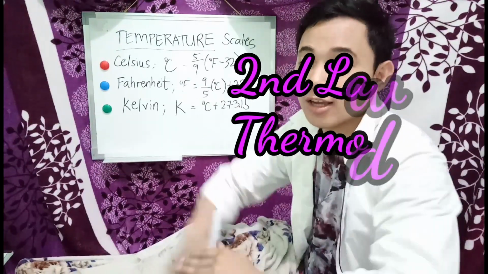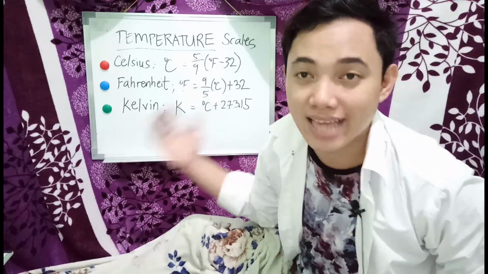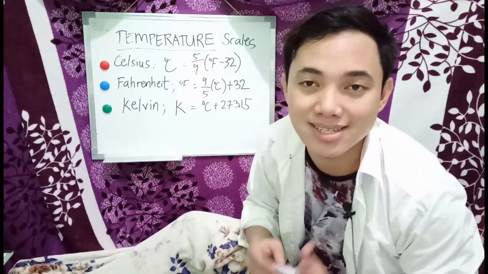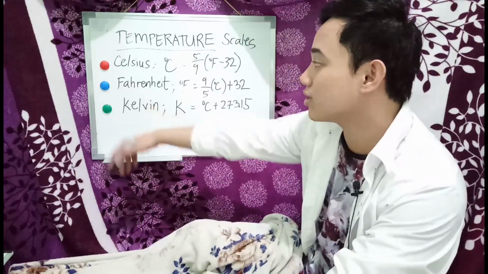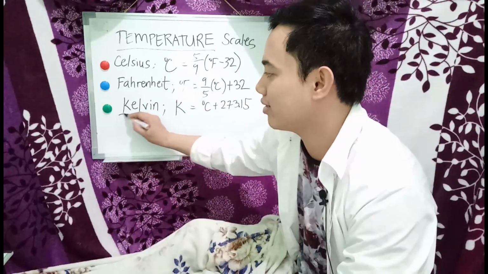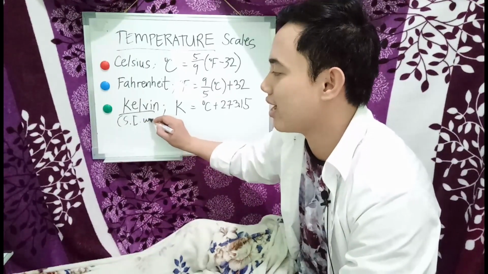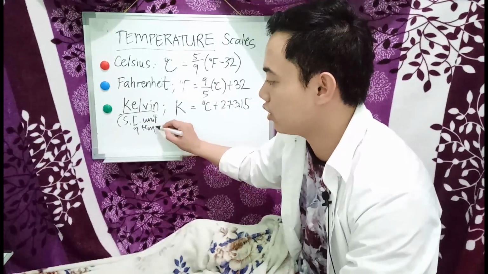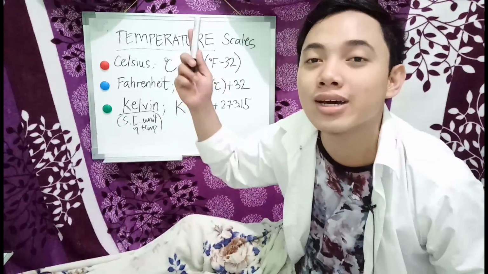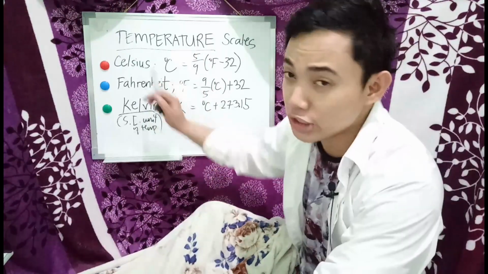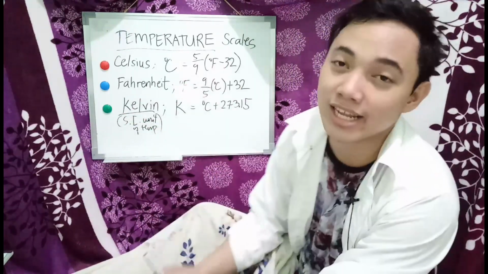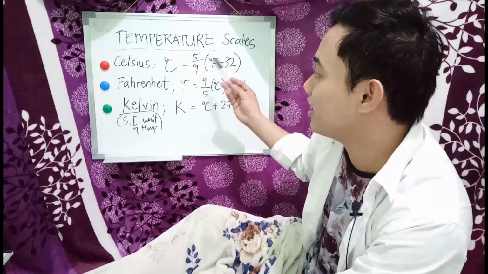In measuring the temperature, there are three temperature scales na ginagamit sa chemistry. So yung Celsius, formerly called centigrade, degree Celsius, degree Fahrenheit, and Kelvin. So among these three scales, yung Kelvin, ito yung SI unit of temperature. So yung Kelvin yung SI unit or International System of Units of temperature. Yung degree Celsius naman, formerly called as degree centigrade. So yung degree Celsius, yung formula niya is 5/9 (degree Fahrenheit minus 32).